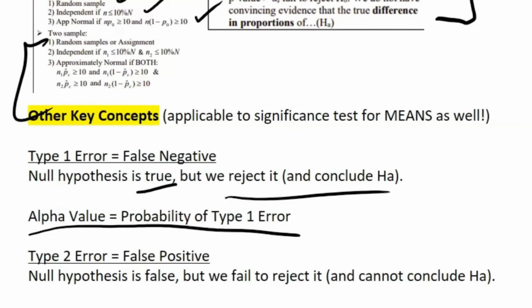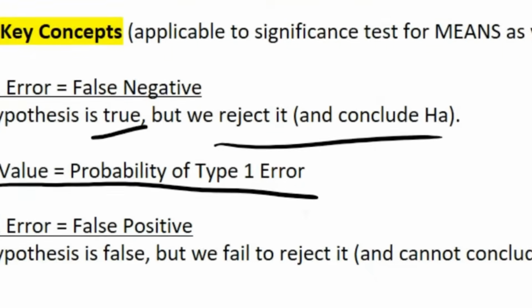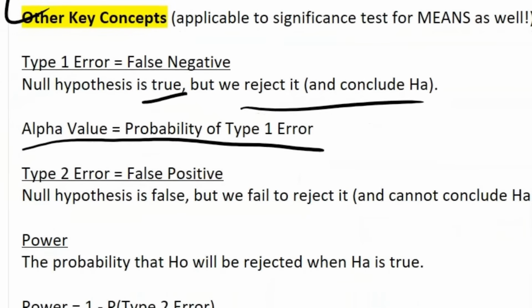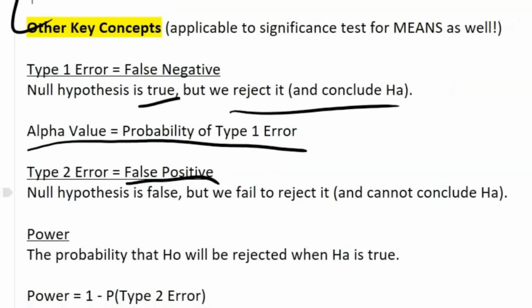And then you have the other type of error, which is pretty much the opposite. Instead of a false negative, it is a false positive. That's where your null hypothesis is actually false, but we failed to reject it. And then instead, we cannot conclude HA. Okay? All right. The last thing here is power.